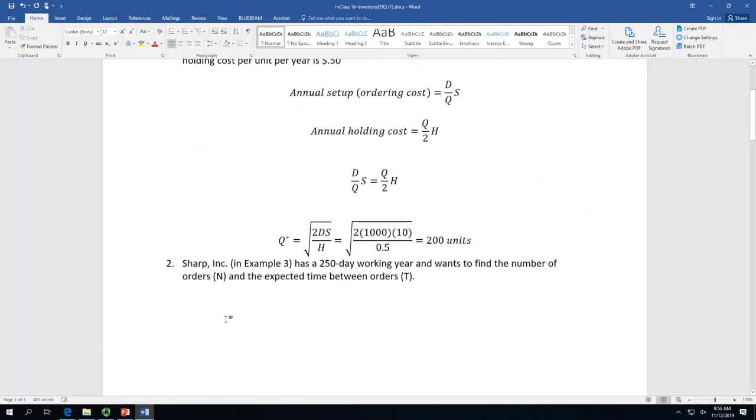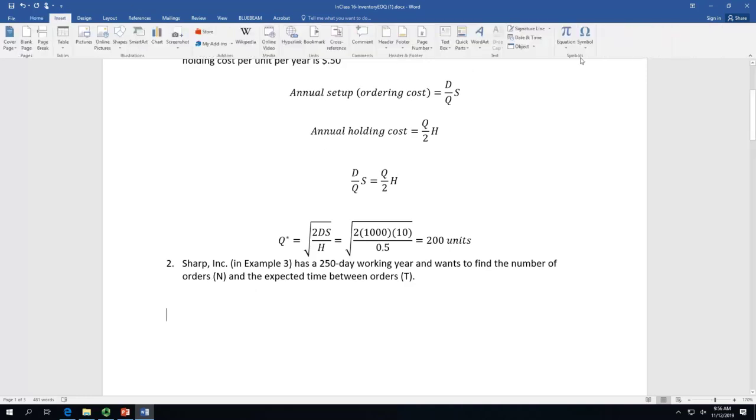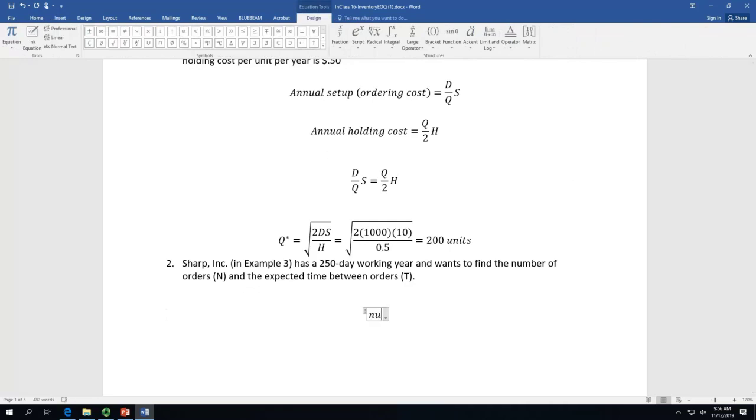So because we already figured out the ordering quantity, in one order we are going to order 200. The next one is the number of orders. This one is capital N, and it equals the yearly demand, D. This is how many units you need in a year. It's 1,000 pieces. But each order, we are going to order 200 units.